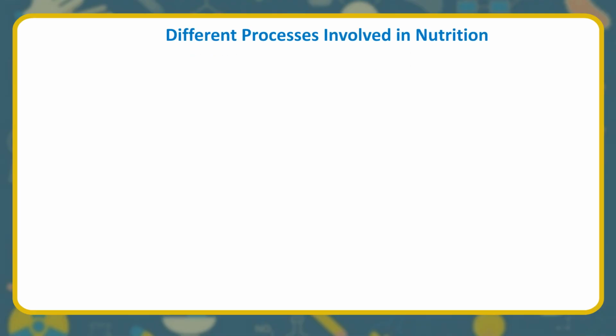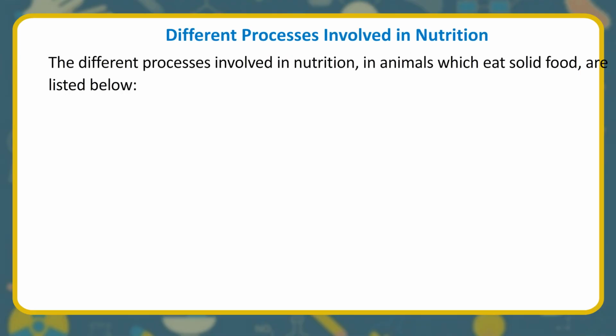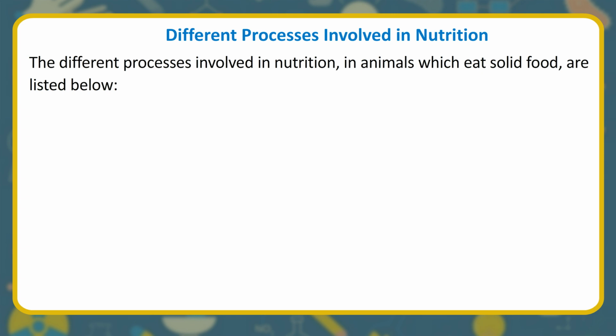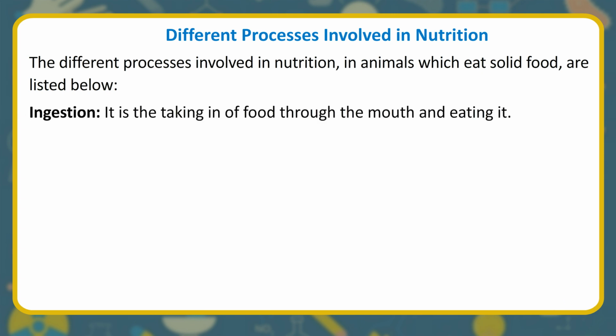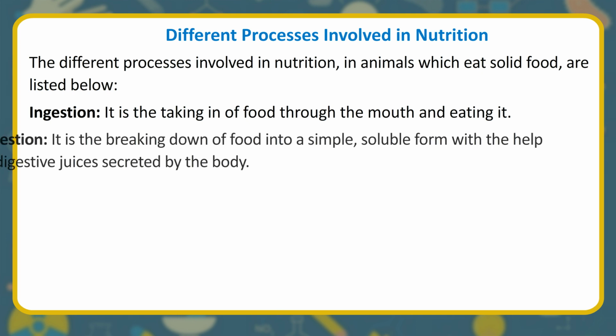Different processes involved in nutrition. The different processes involved in nutrition, in animals which eat solid food, are listed below. Ingestion, it is the taking in of food through the mouth and eating it.